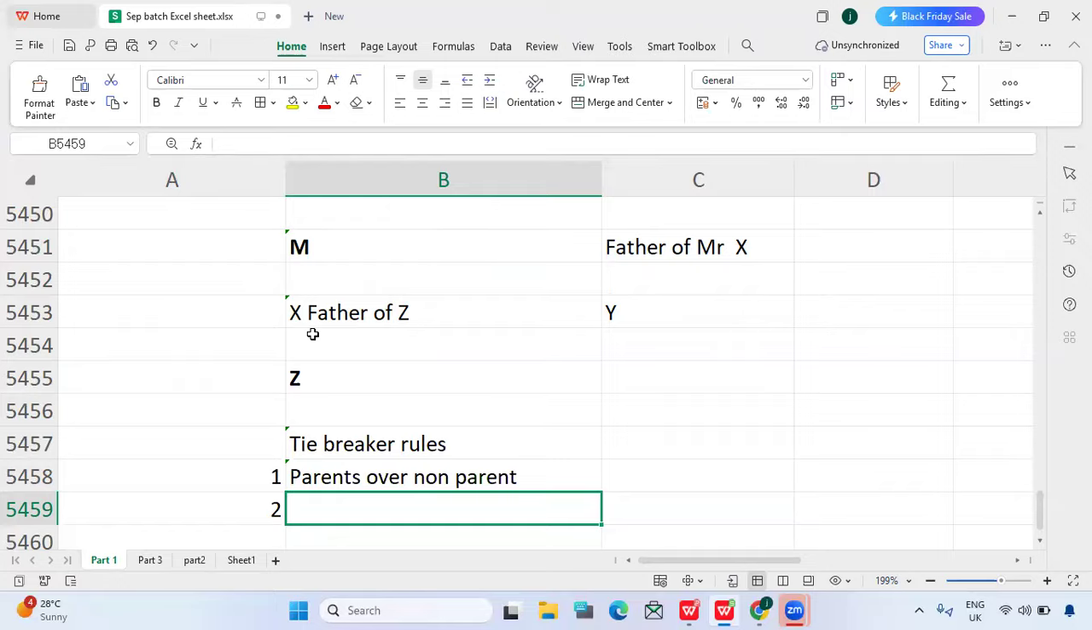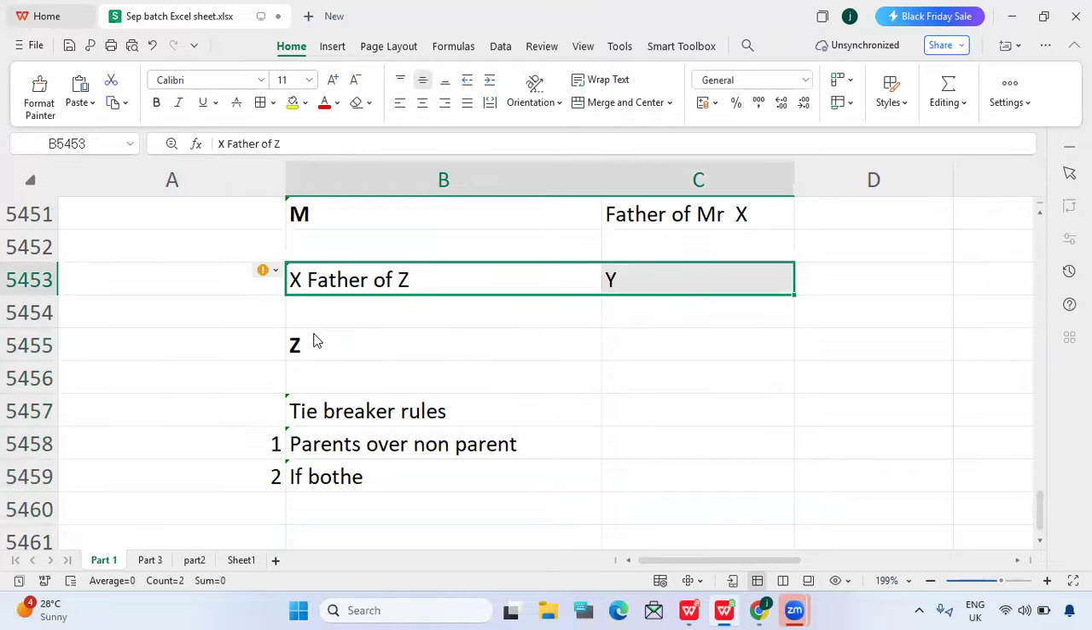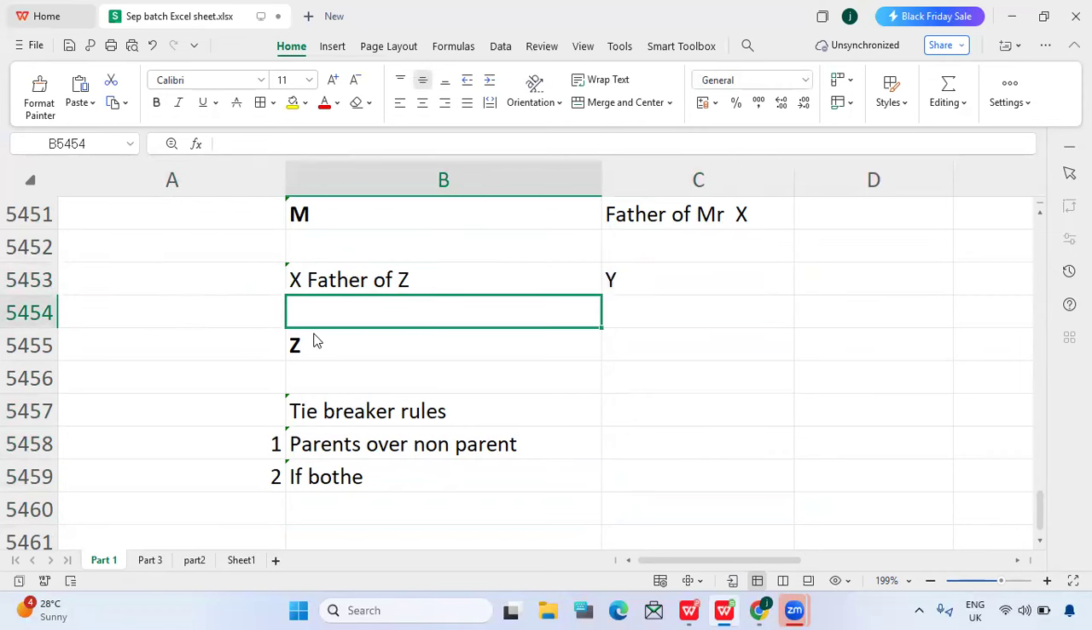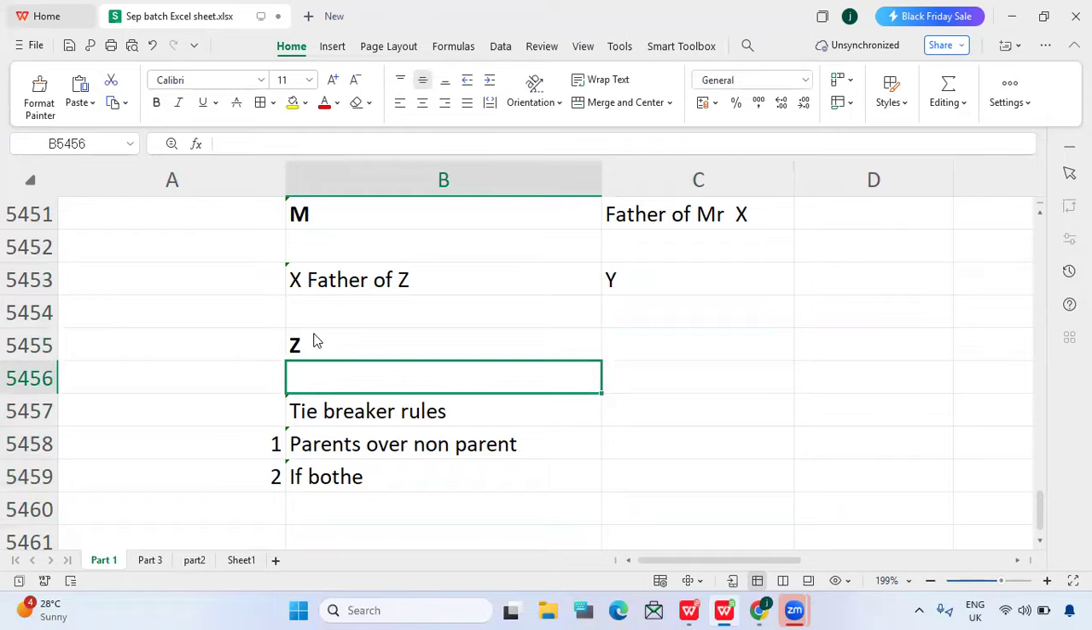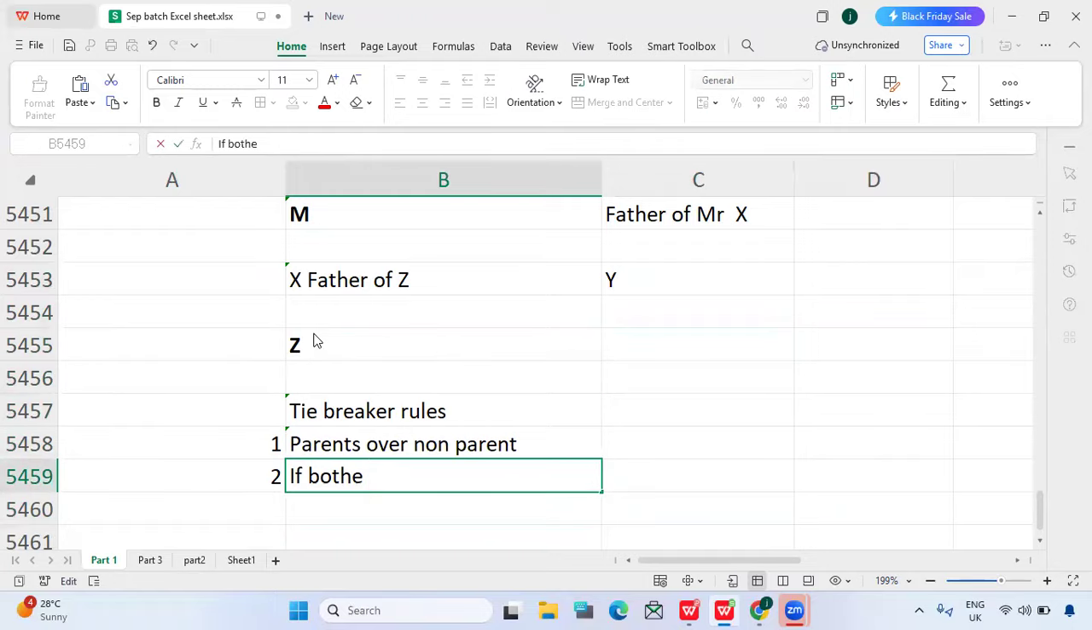Guys, clear it. If both are parents, like let's say X and Y, they are filing separately. X and Y are both parents, so they would like to file tax returns separately. Now who gets the edge, X or Y? For that we have to see the tiebreaker rule.